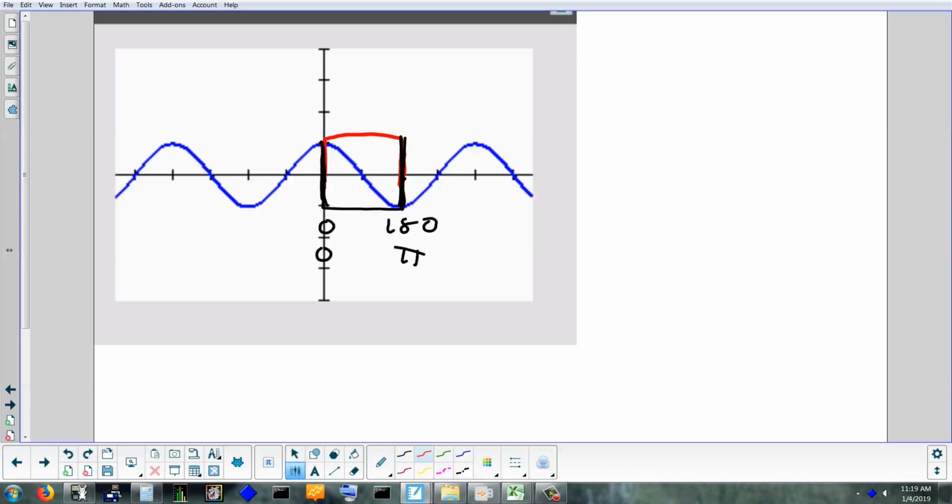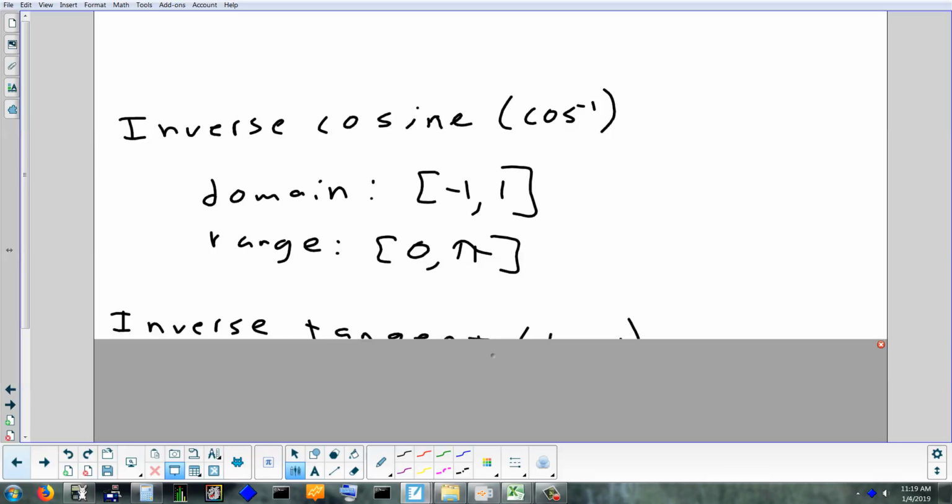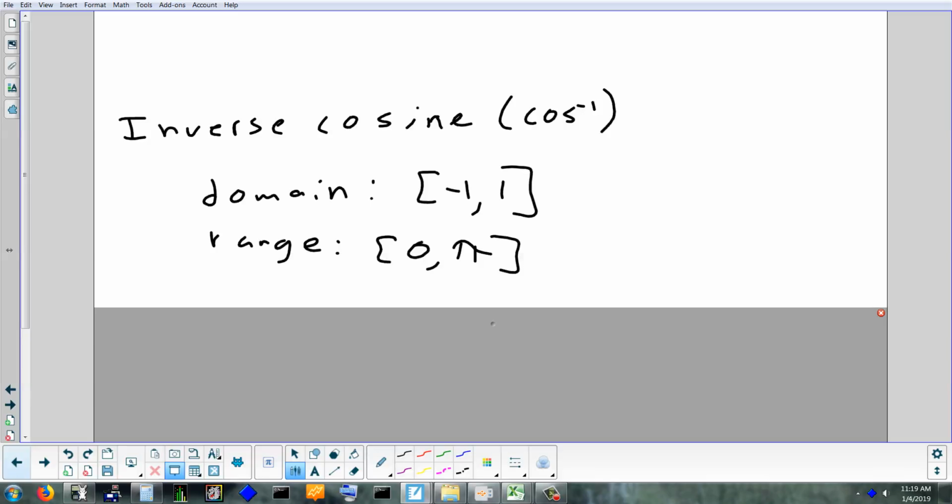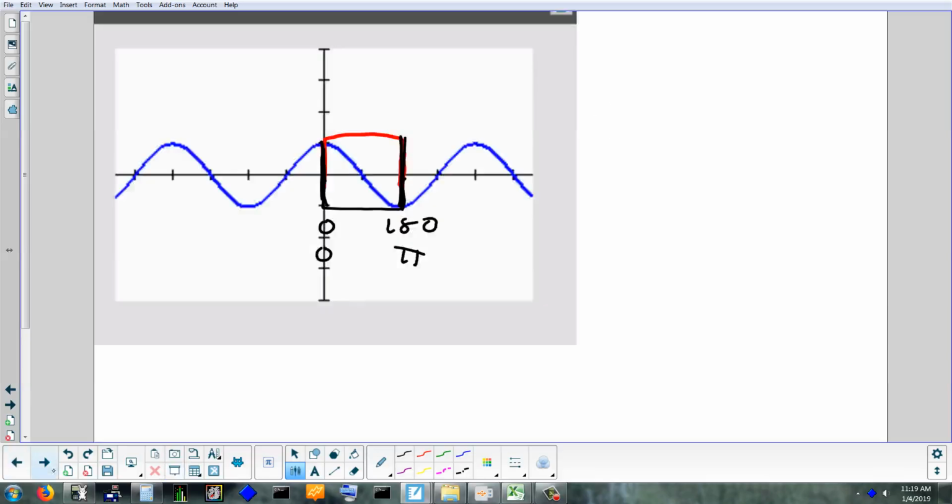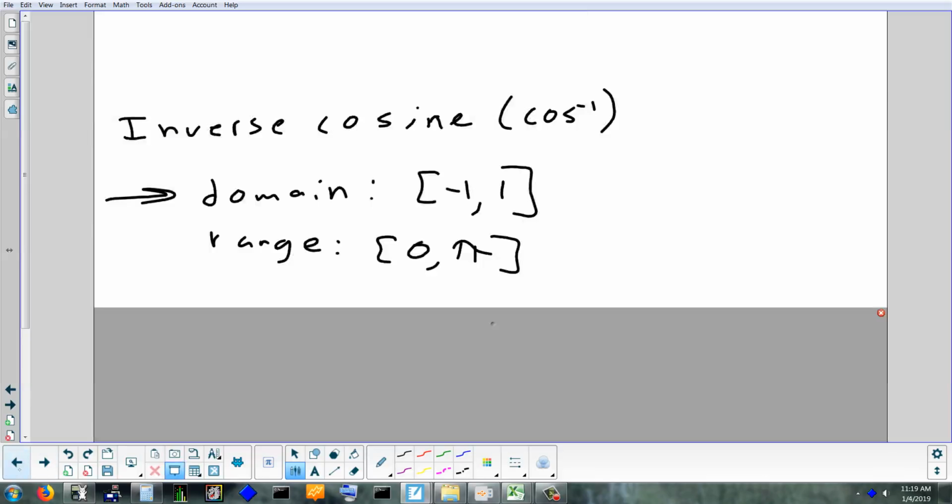So that's what we're restricting the domain of the original. That's going to turn into what in the inverse? That's the domain of the original, so it'll become the range. So when we deal with inverse cosine, the range is 0 to pi. Now, how did I figure out the domain of the inverse? Well, think of the range of the original. Cosine goes up to 1 and down to negative 1. That's the range of cosine. That becomes the domain in the inverse.